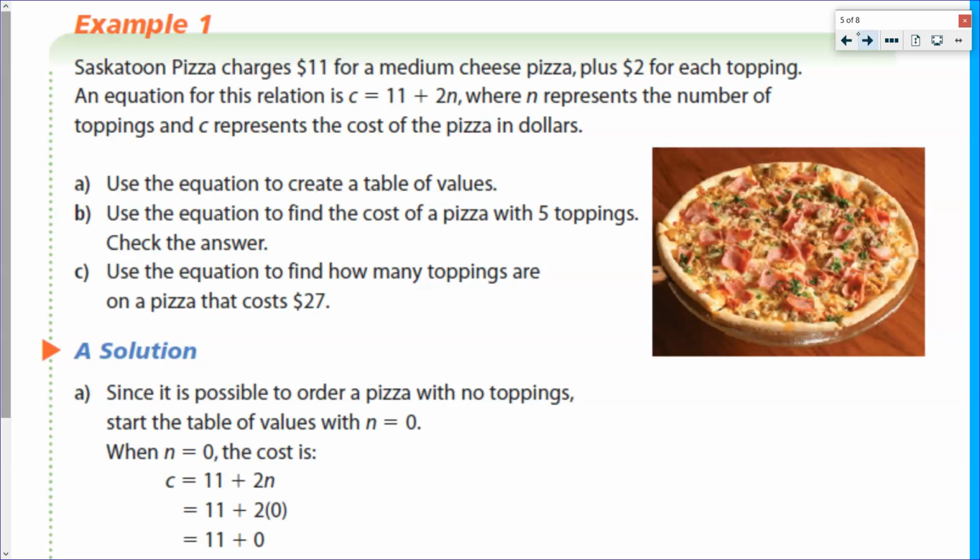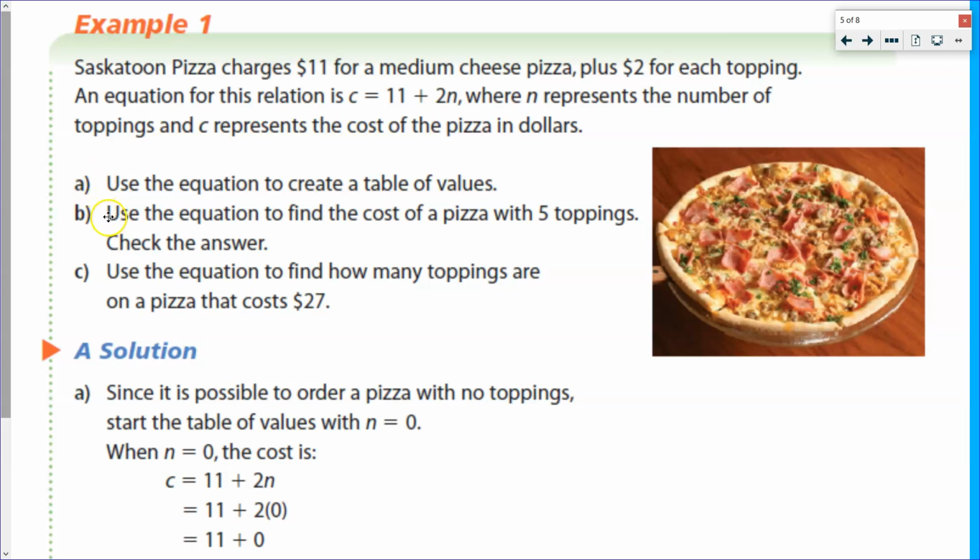Okay, so here's an example from your book as well in your visual notes. Saskatoon Pizza charges $11 for a medium cheese pizza, plus $2 for each topping. An equation for this relation is C equals 11 plus 2n, where n represents a number of toppings and C represents a cost of the pizza in dollars. So use the equation to create a table of values. This is what your questions are going to look like.